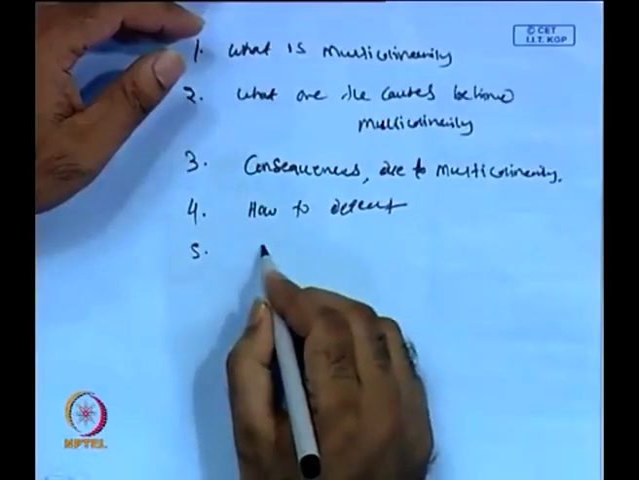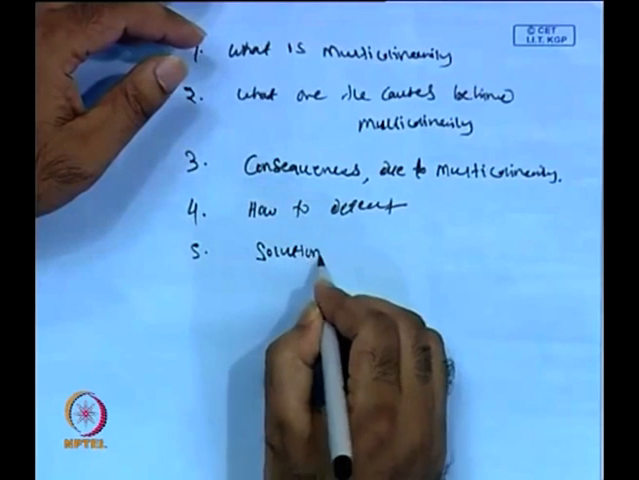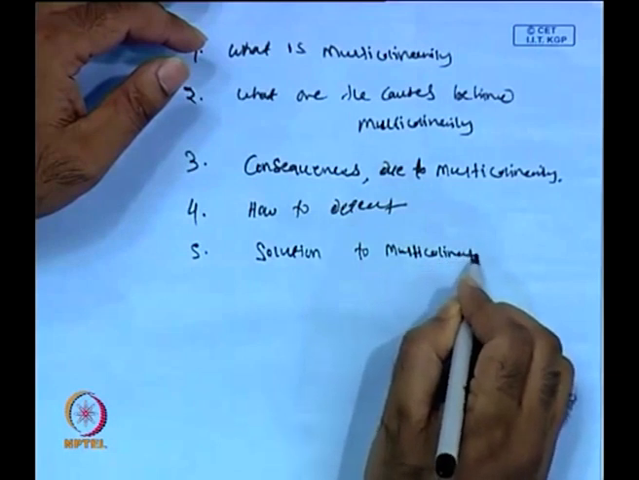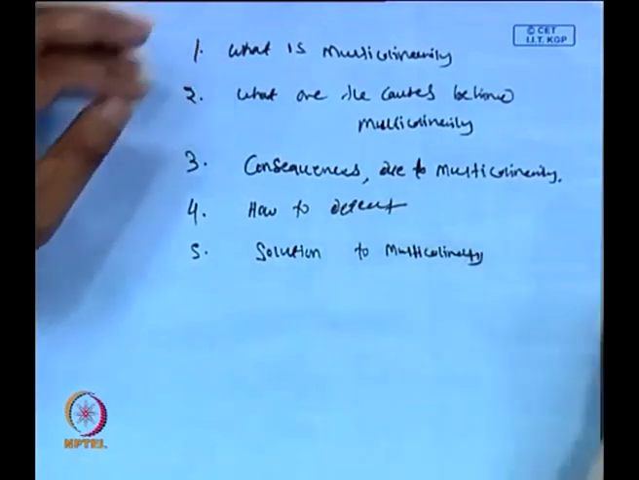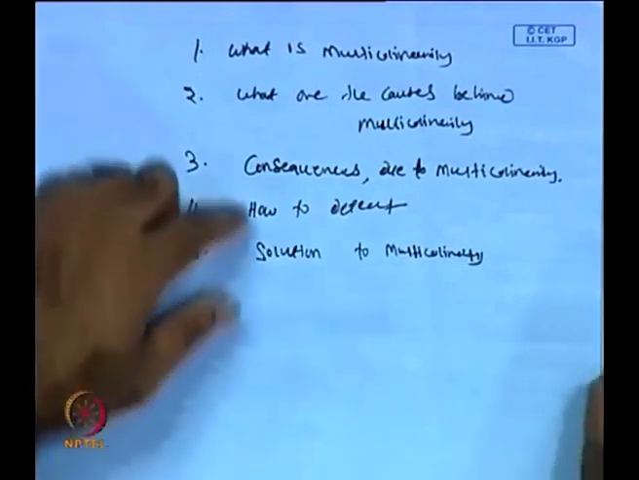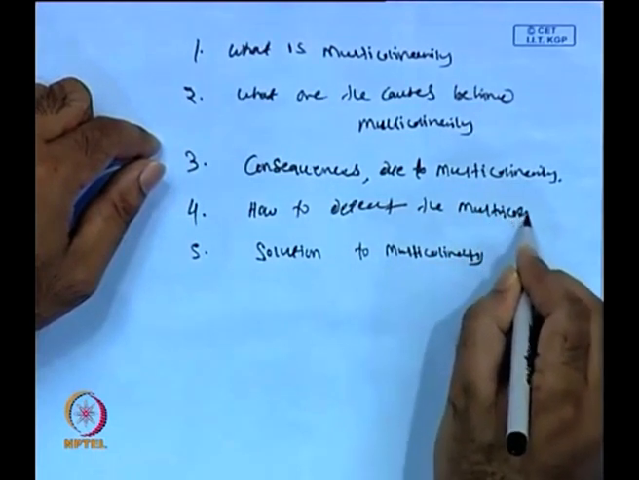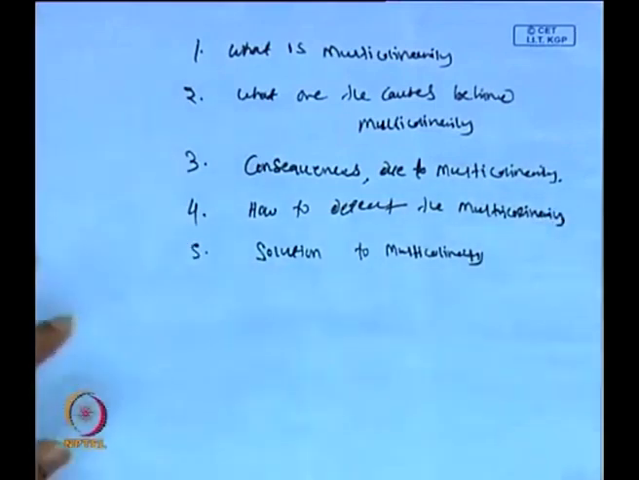The second issue is how to detect this. Some detections are very easy, and some are very complex. For that you have to go for typical procedural measures to check the multicollinearity. Then fifth is the solution to multicollinearity. So far as the solution is concerned, you see here.